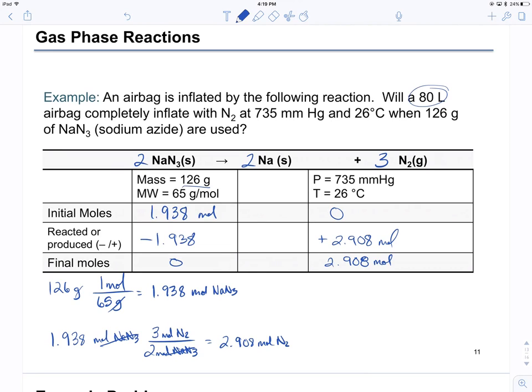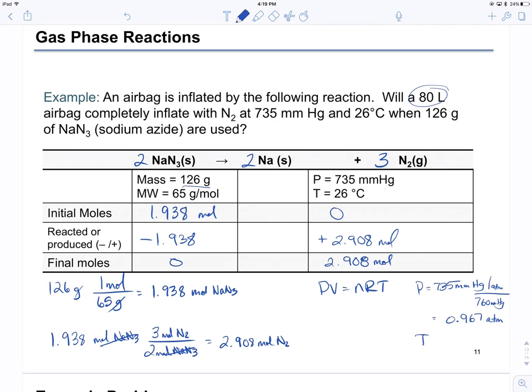Okay, so how much volume does this take up? We have PV equals nRT here for us to help with that. We need my pressure, which is 735 millimeters of mercury. All right, we need that in ATM to use the ideal gas law and the particular constant that we usually work with. So we are going to do that conversion. You have to divide by 760 millimeters of mercury per 1 ATM. And so that is a pressure of 0.967 ATM.